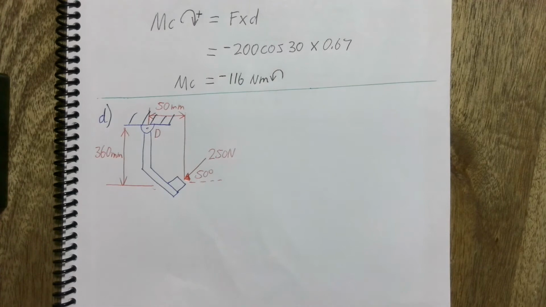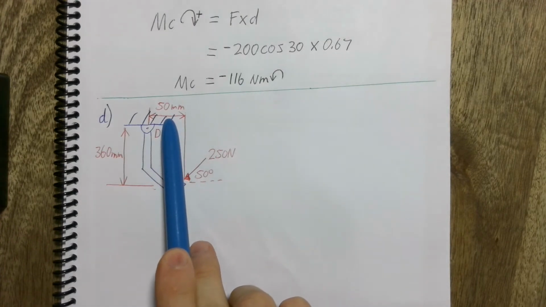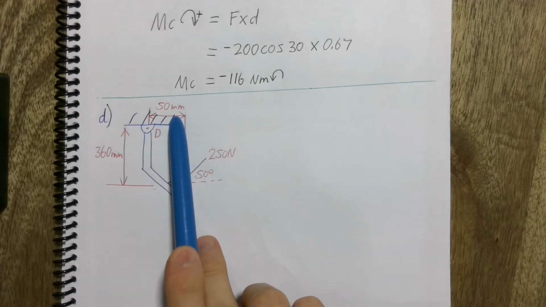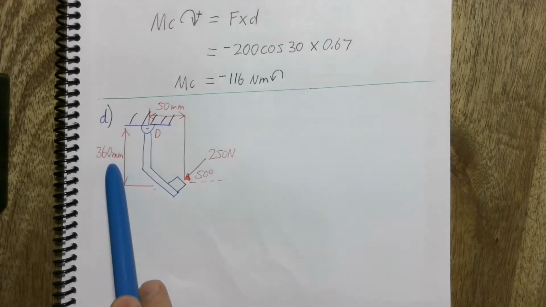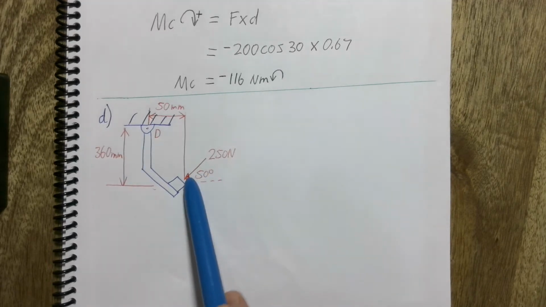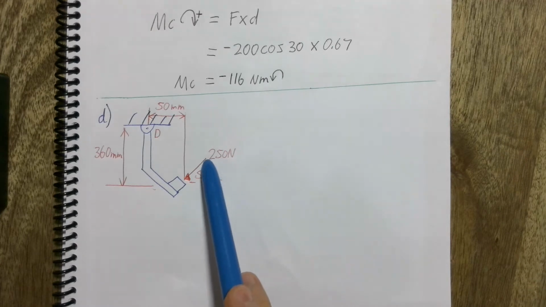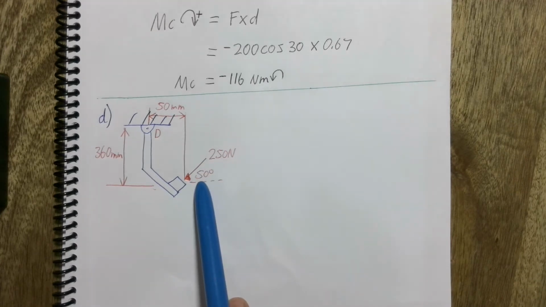So right now we have two distances. We have a 50 millimeters in a horizontal direction distance. We also have a vertical distance at 360 mil. And then we have one force. Now that one force is on an angle of 50 degrees and it's 250 newtons.